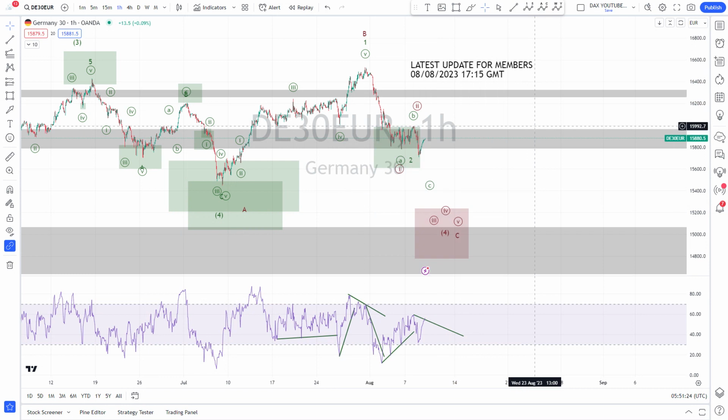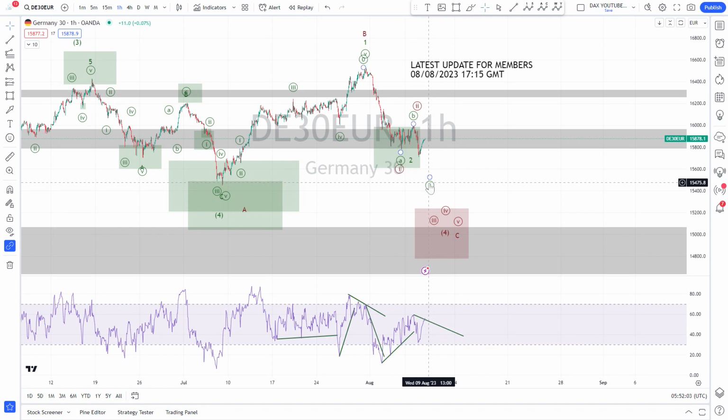Now, in the bullish scenario, I changed my labeling. I think now this is the best way to count it. Like so, we should be doing a wave 2, and this looks like a wave A. This looks like one cycle. Then we should here have our shallow wave B, and then a wave C should follow.